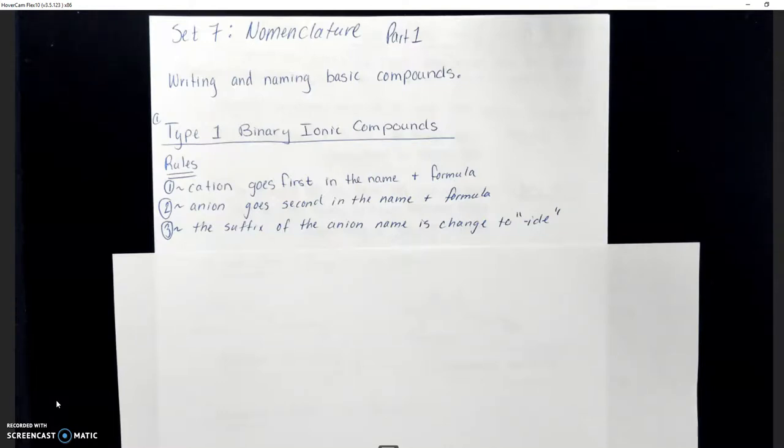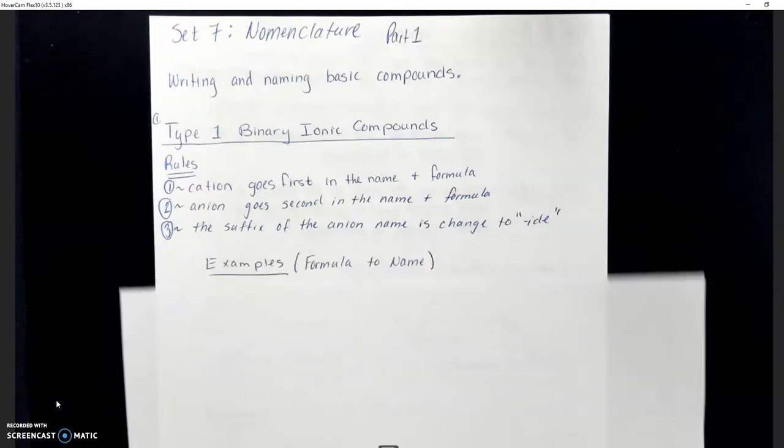Number 3, the suffix of the anion is changed to -ide. The suffix is like the last 2 to 3 letters of the original name, and we will knock off those last 2 to 3 letters for the anion only and replace it with -ide. That's why you're used to hearing things like sodium chloride instead of sodium chlorine. And lo and behold, that's actually our very first example here.